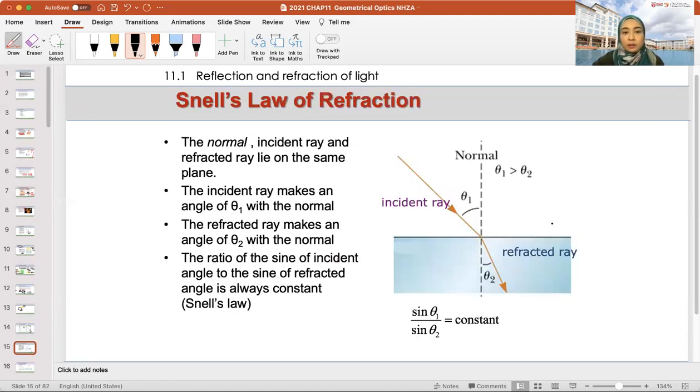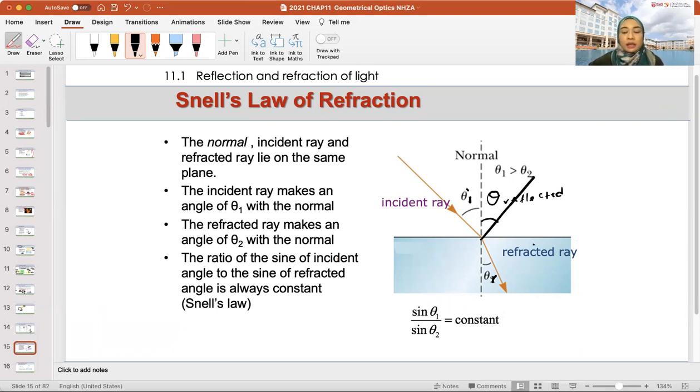Okay, so now we're going to talk about Snell's law of refraction. Remember I told you we have the incident angle and also the refracted angle. We also have a reflected angle over here. How do I distinguish between refraction and reflection? I'm just going to write it reflected. So we have incident angle, reflected angle, and also refracted angle. Reflected angle must be equal to incident angle.